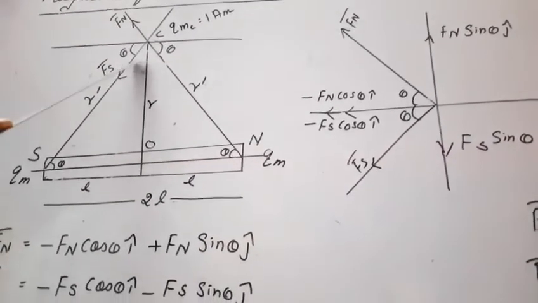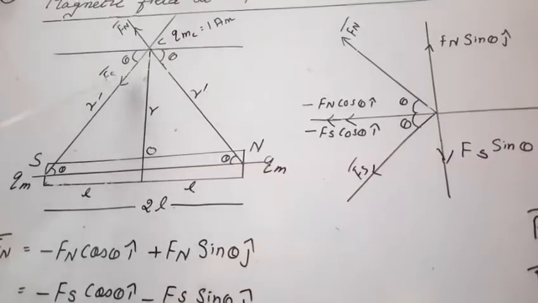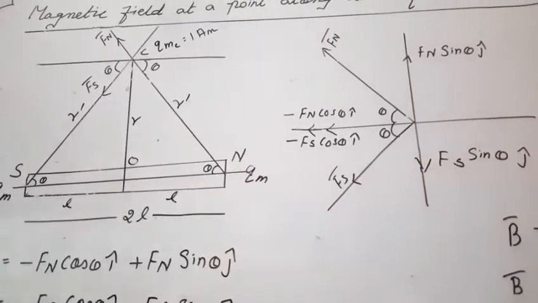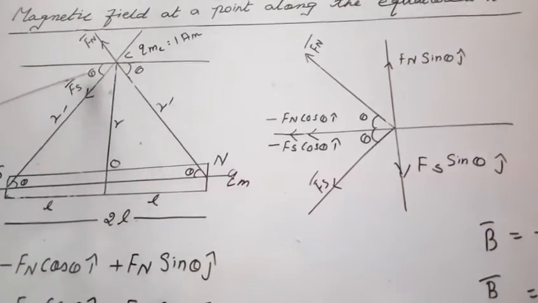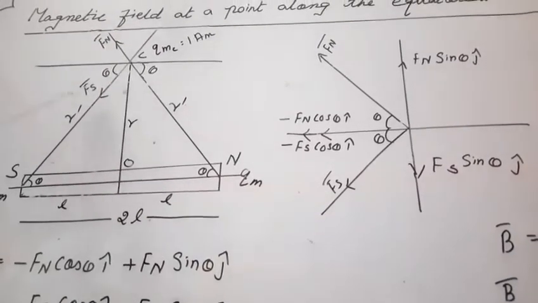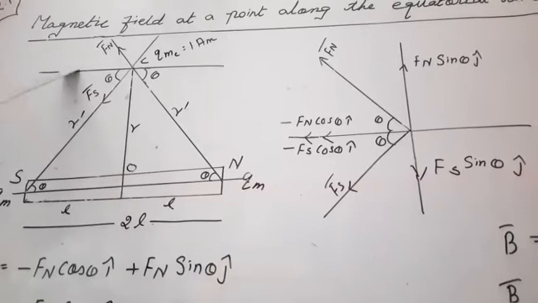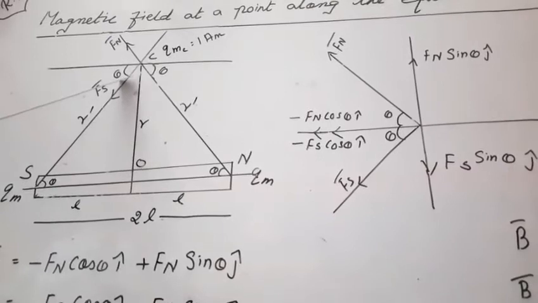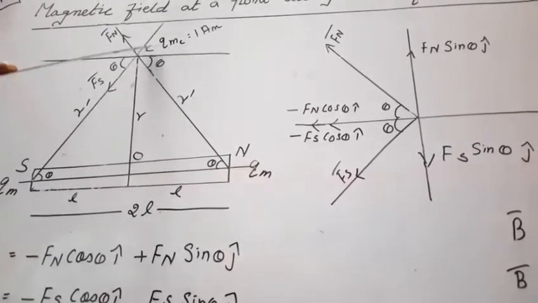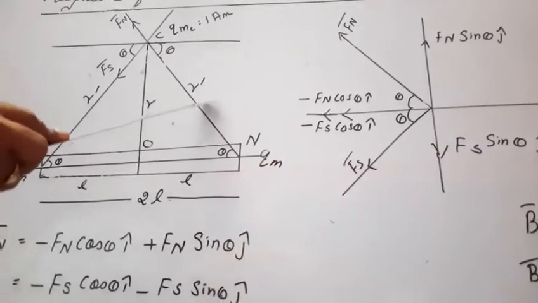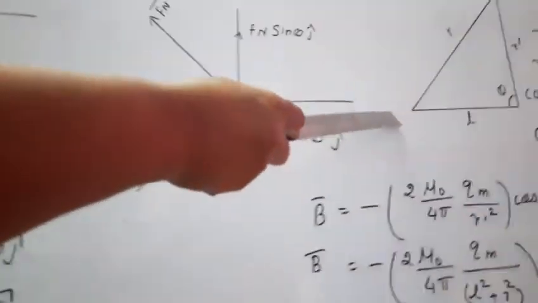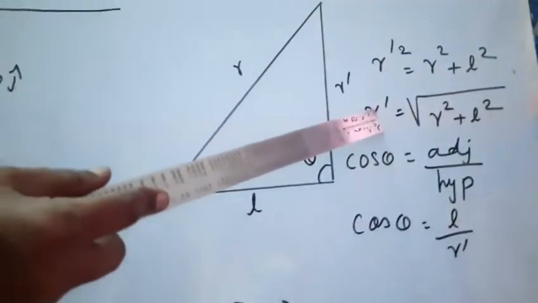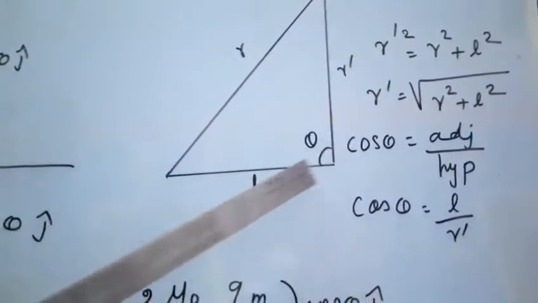And next we extend the south pole direction. So the direction is in this opposite direction. So this is known as the Fs vector. Now the theta value we consider here theta, here also theta, and this is the alternate interior angle between two parallel lines, so the same theta value. Now we can calculate the R dash value from any one triangle. We take a right angle triangle using Pythagoras theorem: R square plus L square equal to R dash square. So from this, R dash equal to root of R square plus L square.